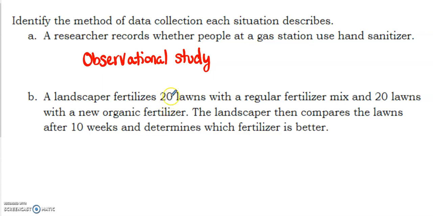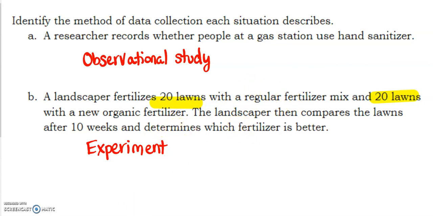A landscaper fertilizes 20 lawns with regular fertilizer and 20 lawns with a new fertilizer. The landscaper then compares the lawns after 10 weeks. Okay, we've got an experiment right here, because you've got two groups, right? You've got your control, your old fertilizer, and 20 with your new fertilizer. So that's definitely an experiment.